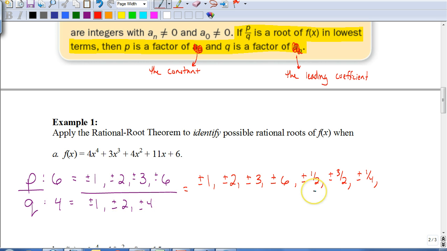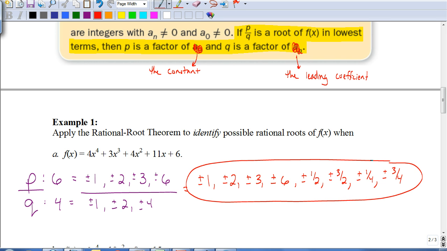2/4 reduces to 1/2. I already have that down. Plus or minus 3/4. And that's it, because 6/4 reduces to 3/2. We already have that. So these are all what we call the possible rational roots. Now we want to figure out which ones out of these.